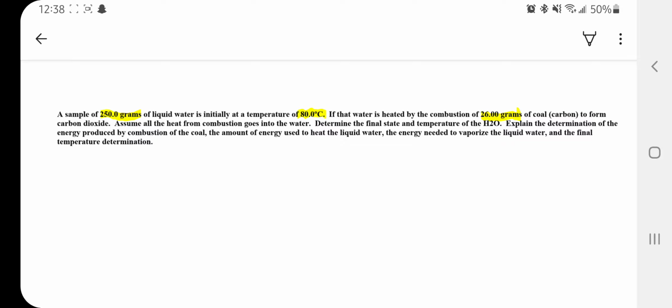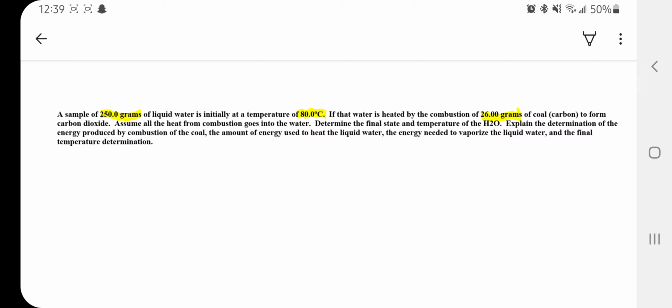Explain the determination of the energy produced by combustion of the coal, the amount of energy used to heat the liquid water, the energy needed to vaporize the liquid water, and the final temperature determination.